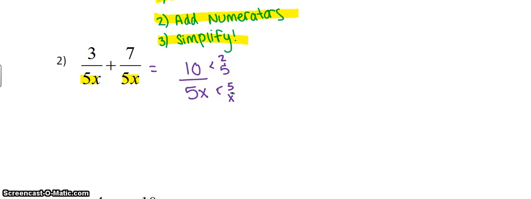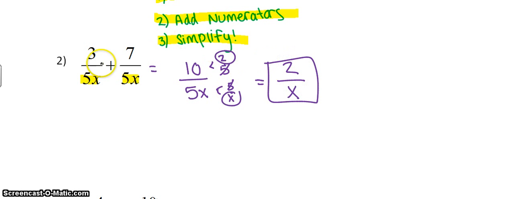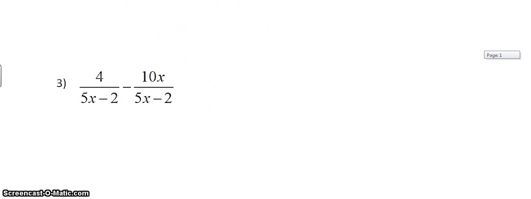Just because sometimes we'll want to cancel things when we can't, but since 10 is 2 times 5 and 5x is multiplication, you can go ahead and cancel a factor of 5. So all that's left is 2 over x. Okay, keep in mind they have to be multiplied for those factors to cancel at least.